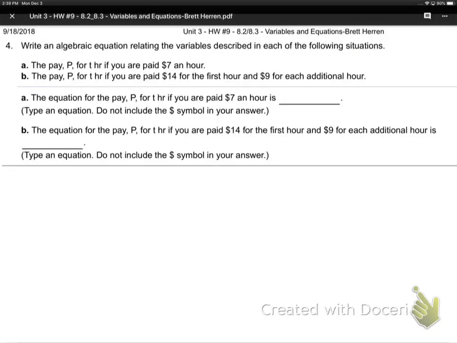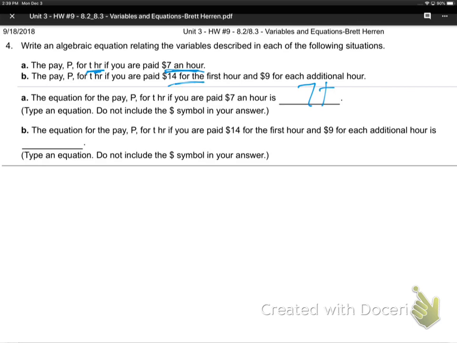Relating the variables described in each of the following situations. The pay for T hours if you're paid $7 an hour. So if you're paid $7 every hour and you work for T hours, how much are you going to get? What's your pay? $7 an hour for T hours? Just 7 times T, huh? That good?